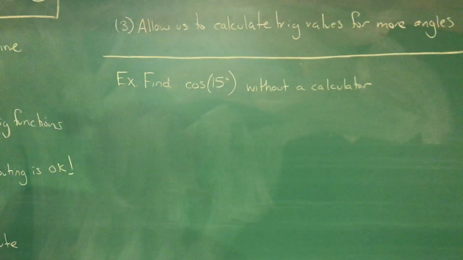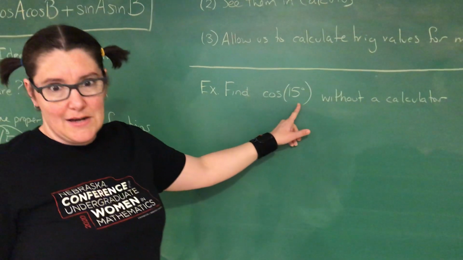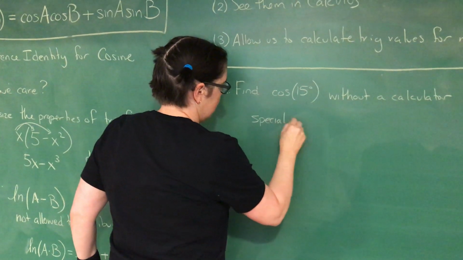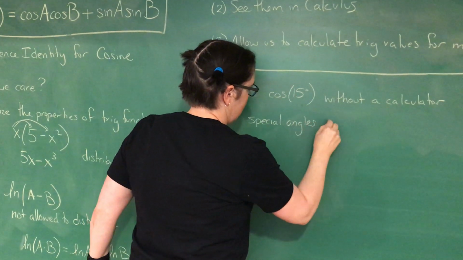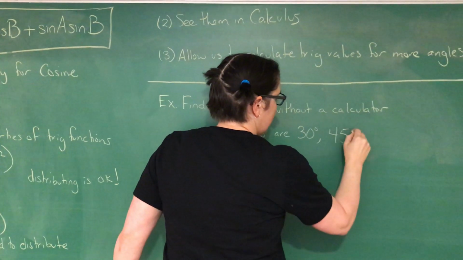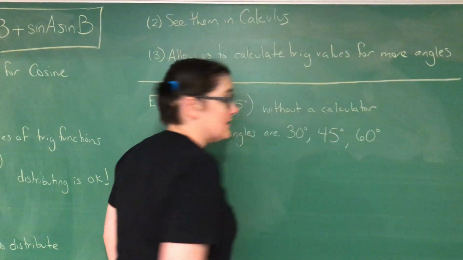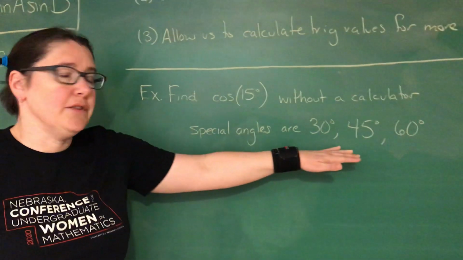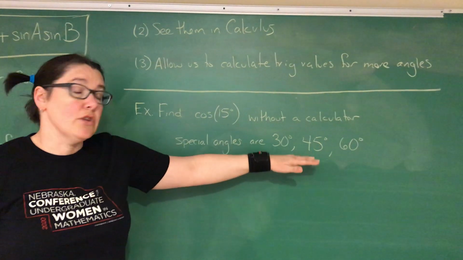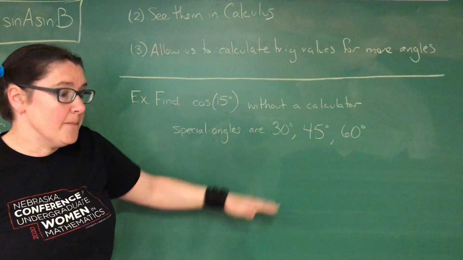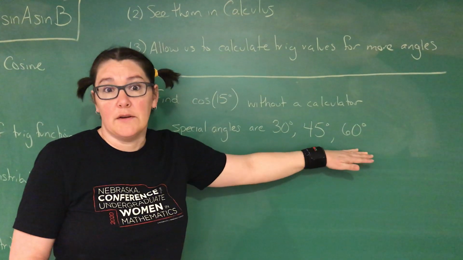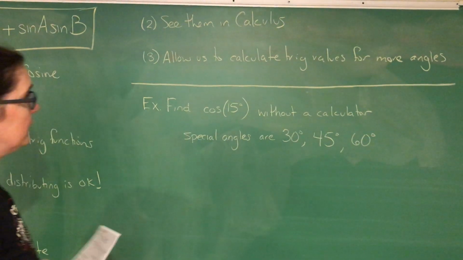Okay, so 15 degrees is definitely not one of our special angles. Our special angles, as I just mentioned, are 30 degrees, 45 degrees, and 60 degrees. And you could also include as special angles the quadrantal angles. They won't really play a role here. You could also include angles that are part of the unit circle where the reference angles are one of these three angles. But these are our main special angles.